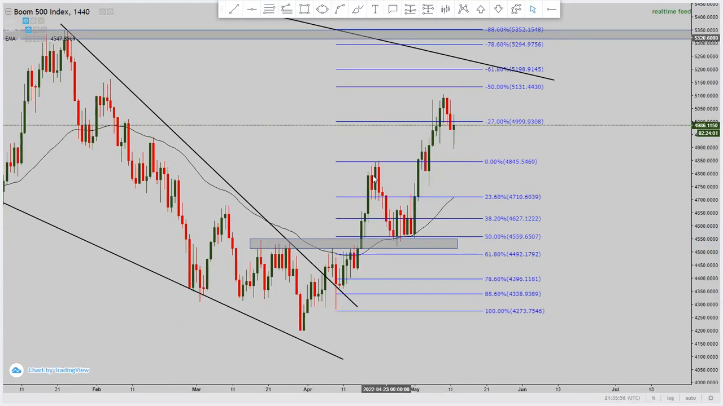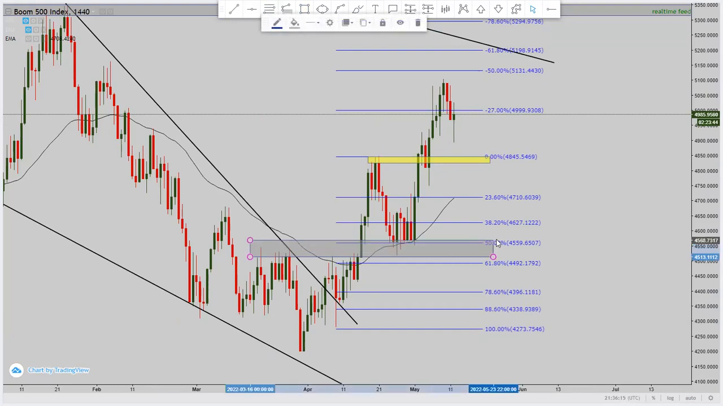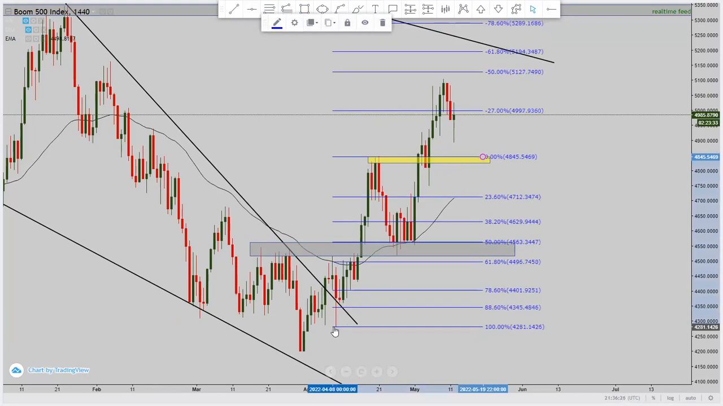So we are marking this area there as a very key area, because price is most probably going to give us more buying opportunities at that zone. We are looking forward to those buying opportunities on Boom 500 at that 0% fib level there. So this is my point A. My point B, price came back and respected the 50% fib level. As you can see, price respected the 50% fib level and went all the way up and made a higher high there.